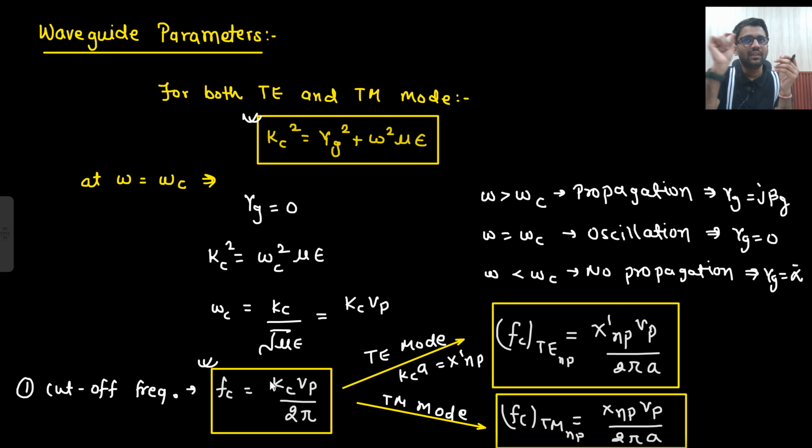How will you remember? TM mode means Ez is existing. If Ez exists, then I don't need to differentiate the Bessel function. If I don't need to differentiate the Bessel function, that means Xnp would come. Otherwise X dash np would come. This is how you can remember. So these are the formulas. Okay, what do you think? What will be the formula of lambda c?